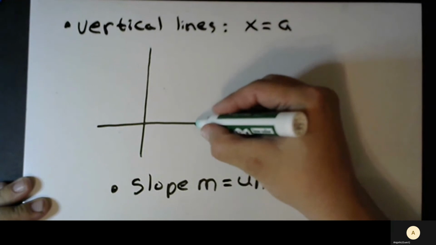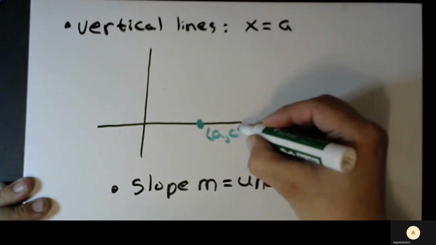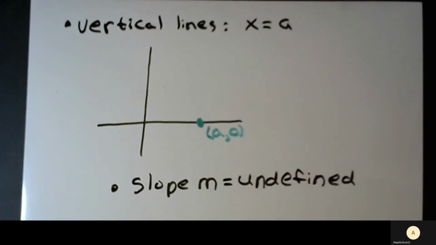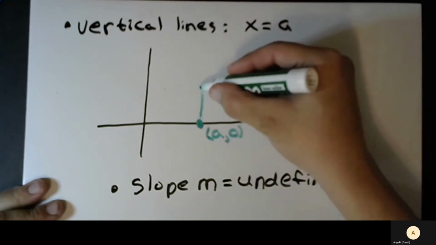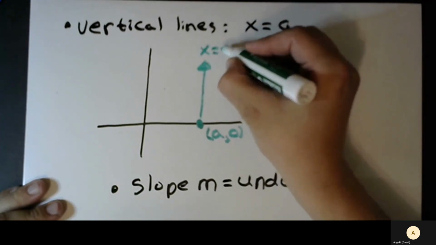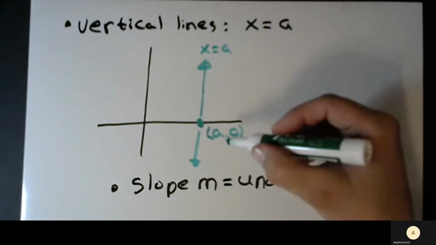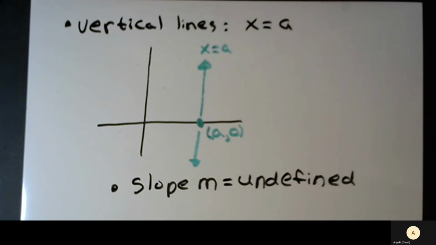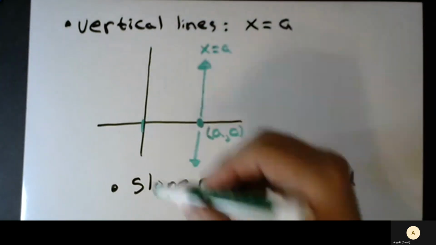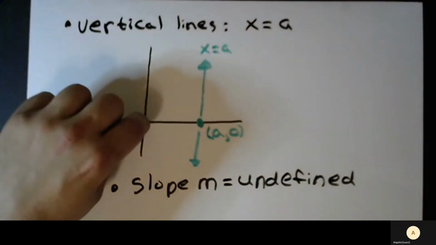So if you have the point a comma 0 here, it is through this point that the vertical line x equals a will pass. It's the point a comma 0 on the x-axis, and it'll be parallel to the y-axis, the other vertical line. So questions about that?